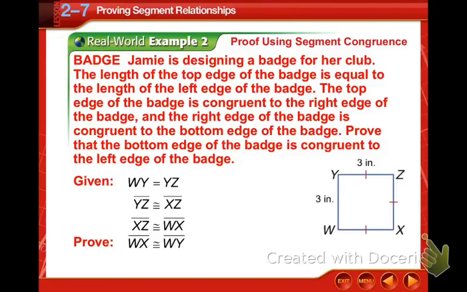So here again, we're going to use our definition of congruent segments. Because we're given that WY is equal, not congruent, to YZ. So WY, we can say this is true. Segment WY is congruent to segment YZ. And that's the definition of congruent segments.